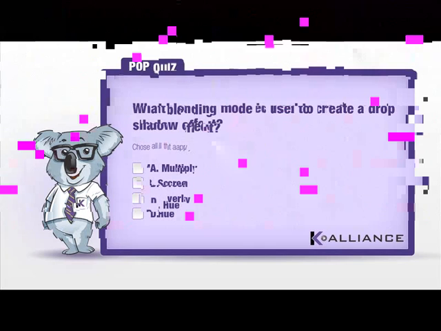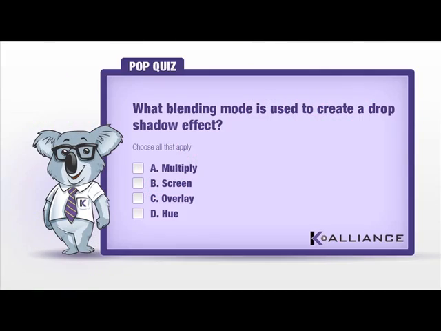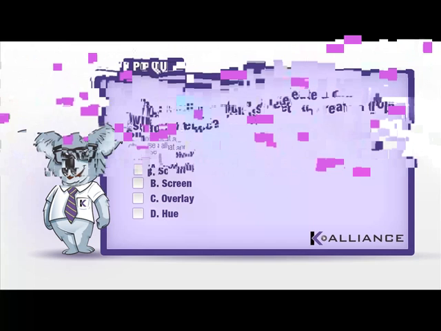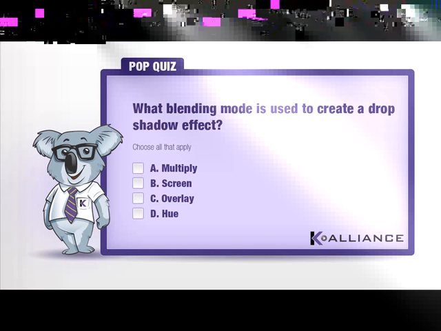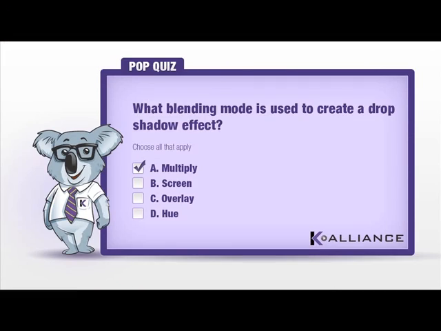Okay, now it's time for a pop quiz. What blending mode is used to create a drop shadow effect? A, multiply, B, screen, C, overlay, D, hue. The answer is A, multiply.